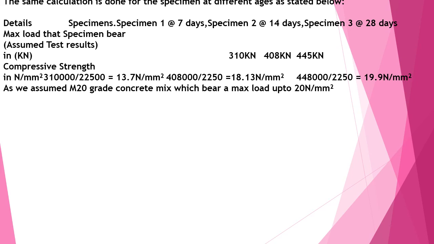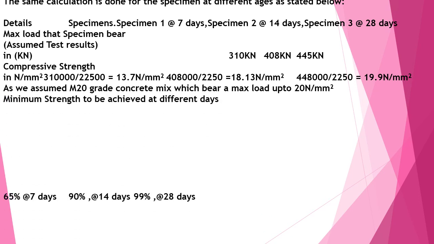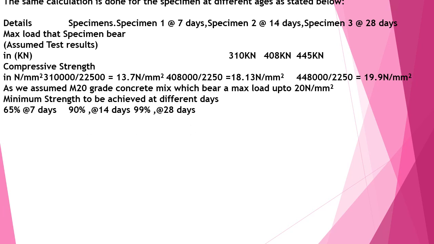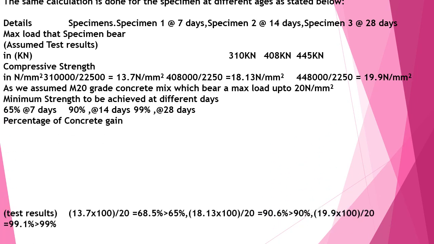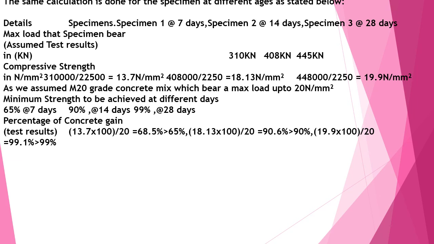As we assumed an M20 grade mix, the target is a strength of 20 newton per mm square. Minimum strength that will be achieved at different days: 65% in 7 days, 90% in 14 days, 99% in 28 days. Percentage of strength gain from test results: 13.7 into 100 divided by 20 is 68.5, greater than 65, that is at 7 days.